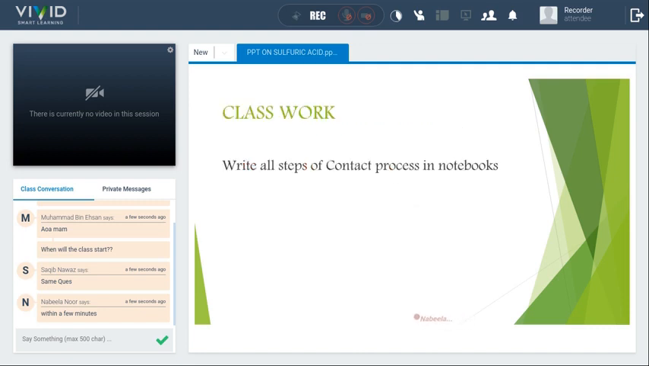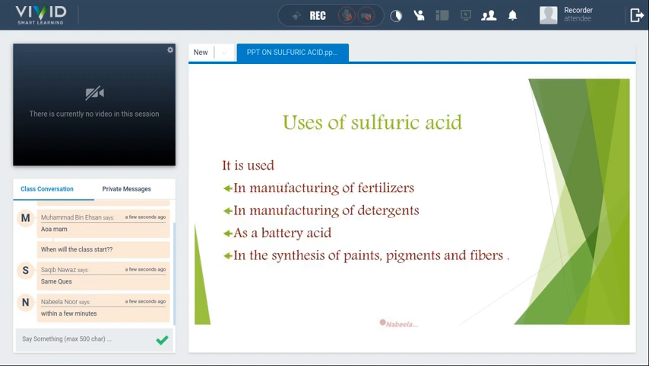So at the end of the lesson, you should now know the name of the process which is used for the preparation of sulfuric acid, and what are the different steps which are involved in the synthesis of sulfuric acid. What is the main step of the preparation of sulfuric acid, which is the contact process, that is the oxidation of sulfur dioxide into sulfur trioxide, and then lastly the uses of sulfuric acid.